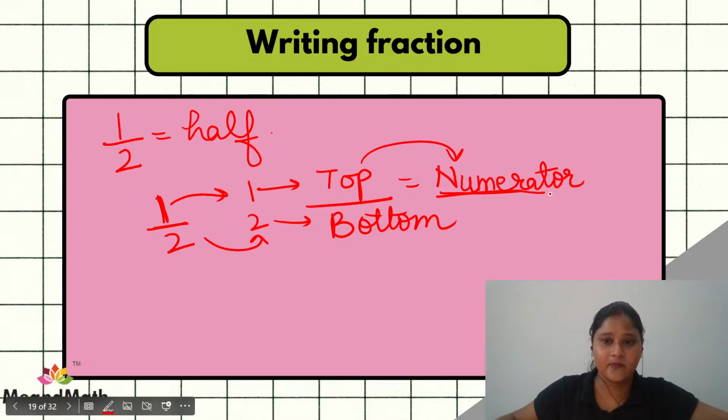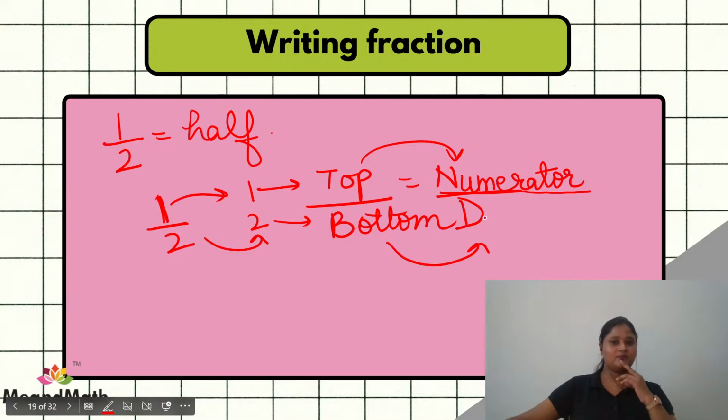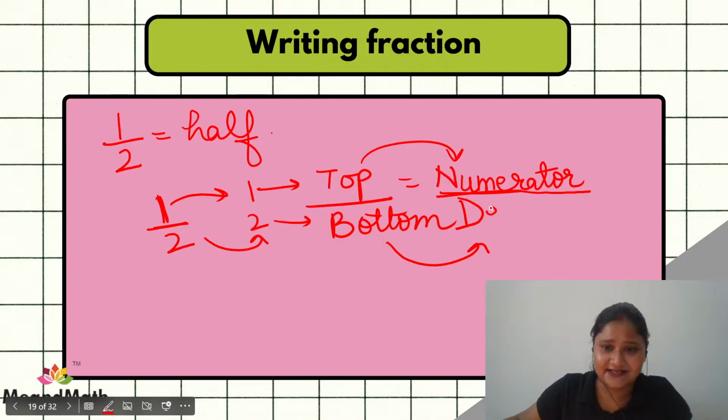It's a numerator. And this bottom number, what do we call it? What is the term you give to the bottom number? And the word starts with D. Come on. That's correct. The top one is known as the numerator. What about this bottom one? What is the bottom one? It's a denominator. Excellent. It's a denominator.